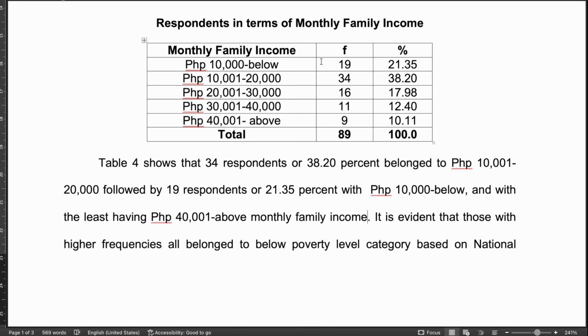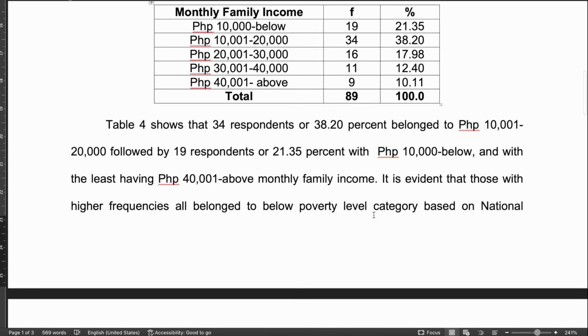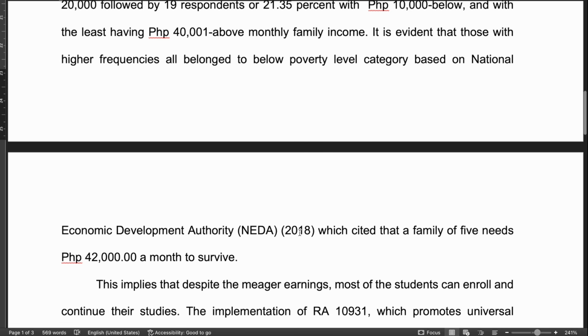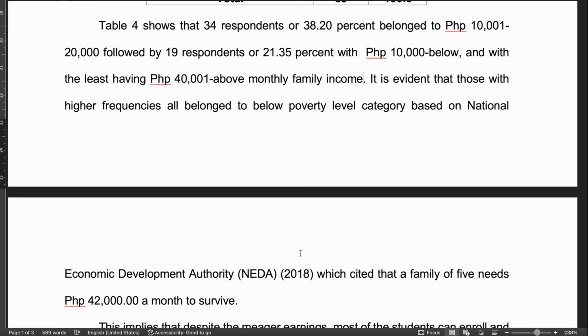Kung titingnan natin guys, siyam lang yung merong 40,001 above. Yung 80 na tao or respondents, nandito sila sa bracket na ito. Yung pinakamataas, siya yung konti lang. Pinakamataas na monthly family income, siya lang yung may kaunti. So what does it mean? So those with higher frequencies all belong to below poverty level ayon sa NEDA. Sa na-publish nila noong 2018. Okay, na-connect mo na ngayon siya sa RRL mo.